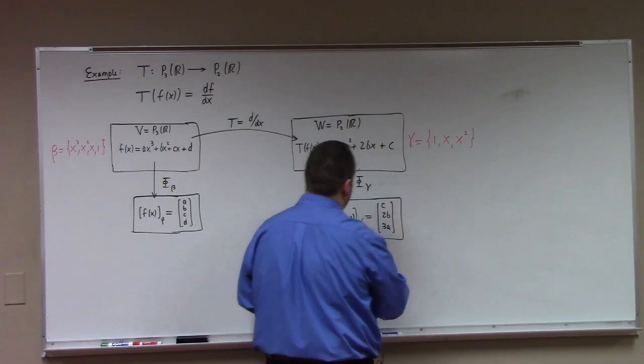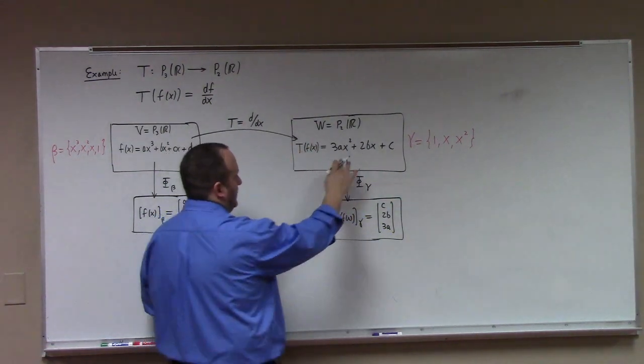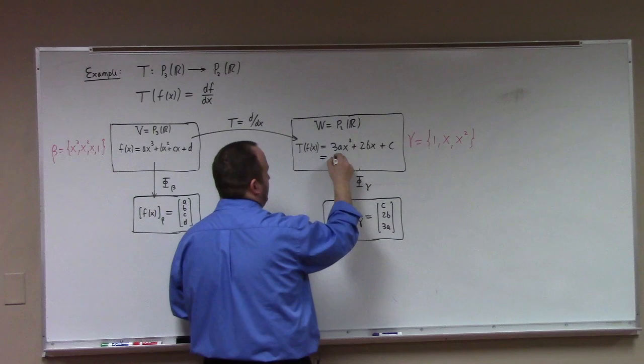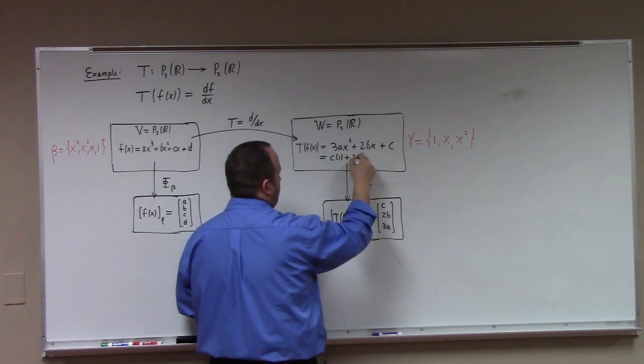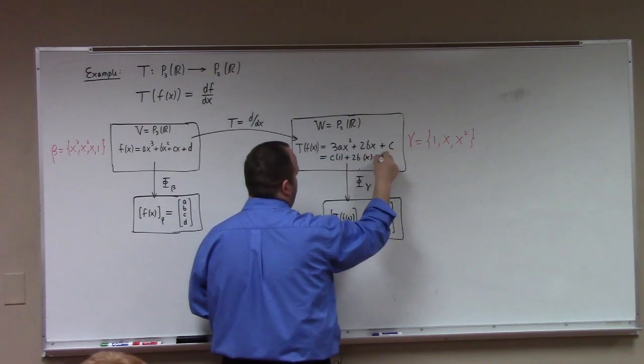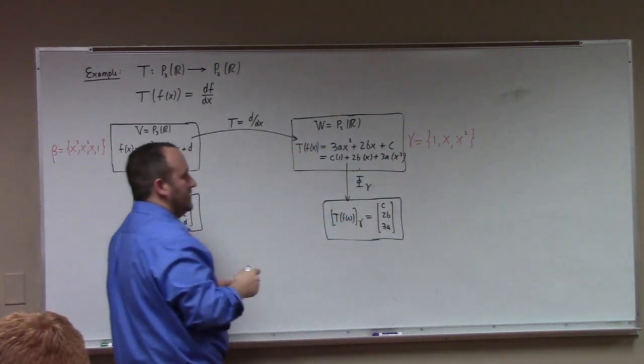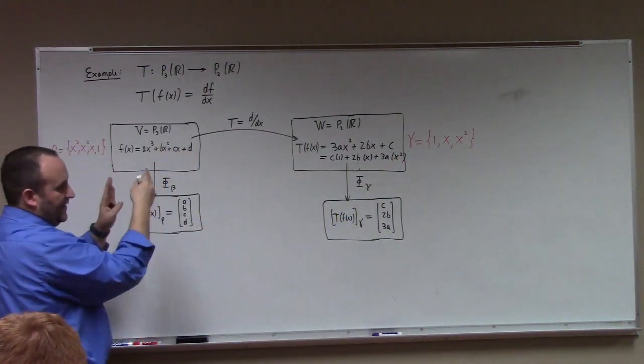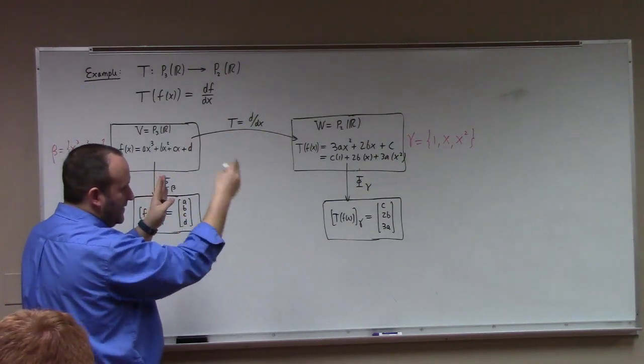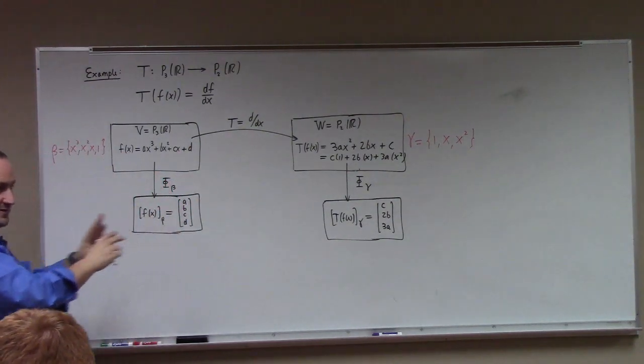The definition of coordinate is that we'd have to write it as c times 1 plus 2b times x plus 3a times x squared. It's an ordered basis, and when you order the sum to match the basis, the coefficients are c, 2b, and 3a. That's the coordinate vector.